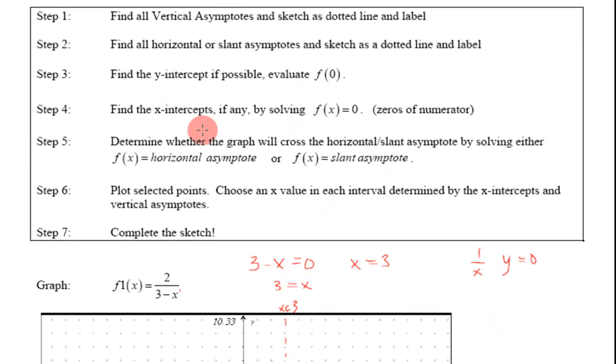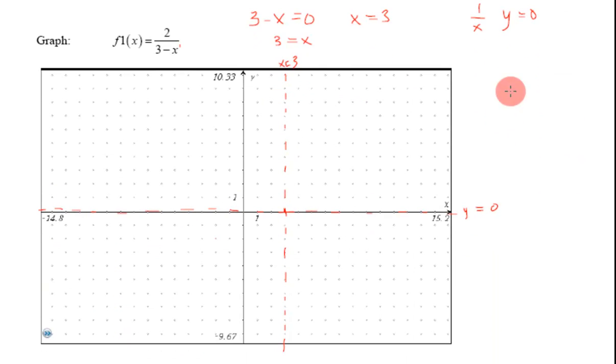Alright, step 3, find the y-intercept if possible. So evaluate f of 0. I'm going to graph in the color of, let's say, green, so I'm going to change it to green here. So we want to find f of 0. In my function f1, I will put 0 into it. 2 over 3 minus 0. If I put 0 into it, I have 2 over 3. So that means it crosses at 2/3 on the y-axis. That is the y-intercept, right? X is 0, you're on this line. So 2/3, that's approximately right there.